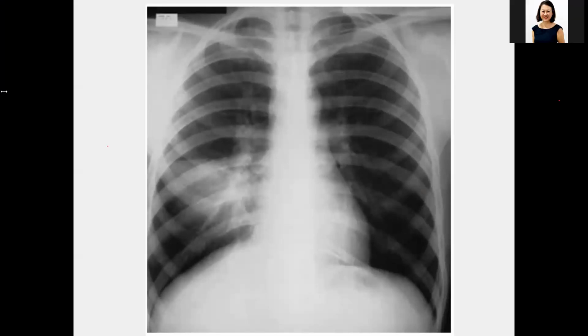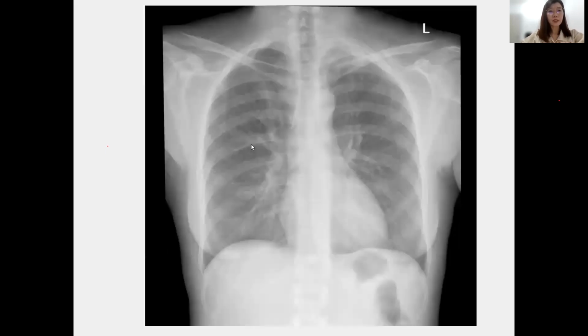This is a right middle lobe collapse. Yeah. So this is a right middle lobe collapse because it slightly obscures the right heart border. But actually there's associated consolidation here. Okay, everyone can see the opacity. So this is right middle lobe collapse with opacity. Okay, what about this X-ray?